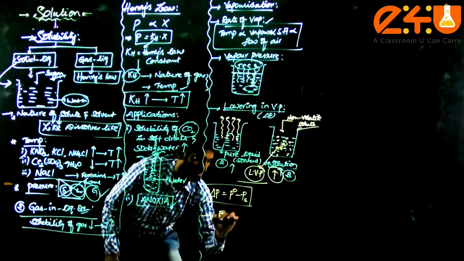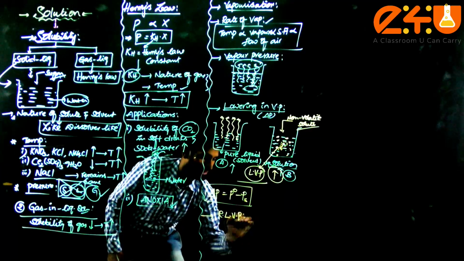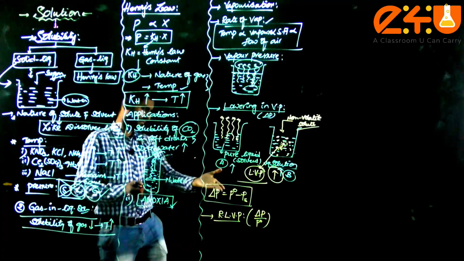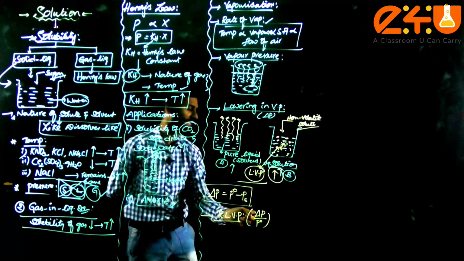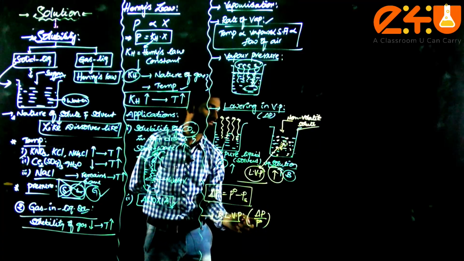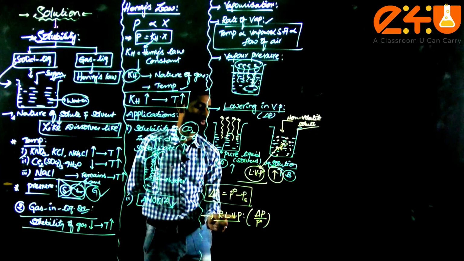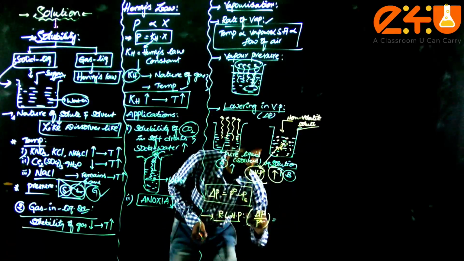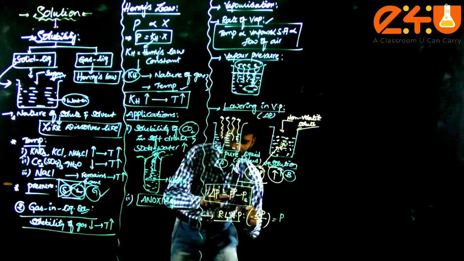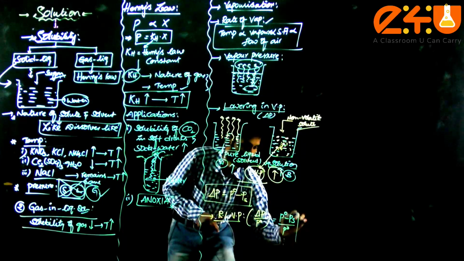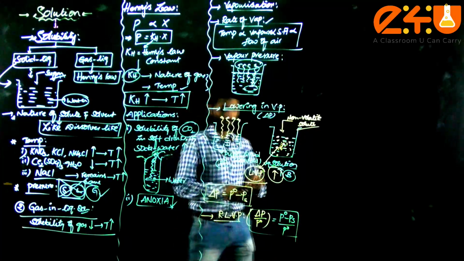Next one comes under here: relative lowering in vapor pressure. Generally it is represented as del P divided by P naught. In the definition itself, it is the ratio of the lowering in vapor pressure to the vapor pressure of the pure solvent, known as relative lowering in vapor pressure. What is the value here? P naught minus PS divided by P naught. This is the formula for RLVP.